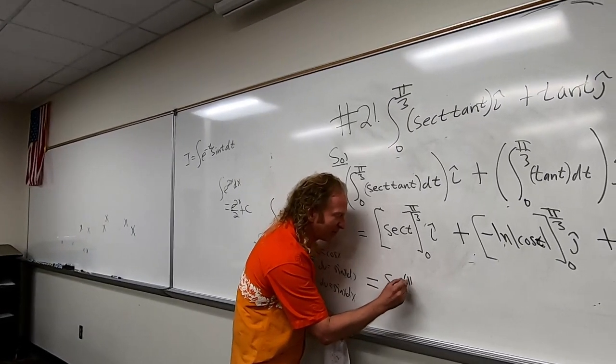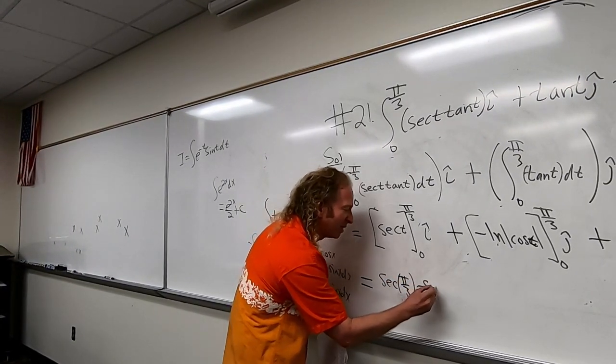Minus secant of 0. So secant of pi over 3 minus secant of 0.